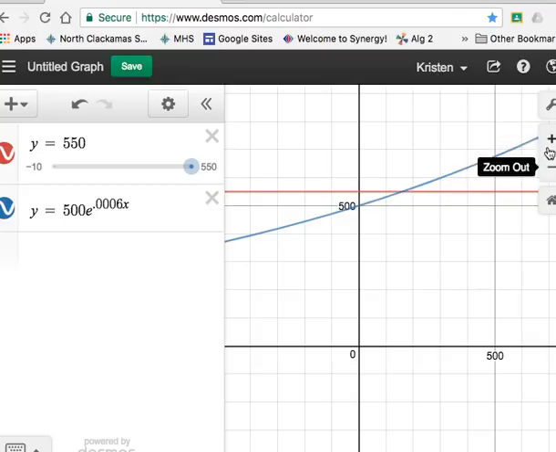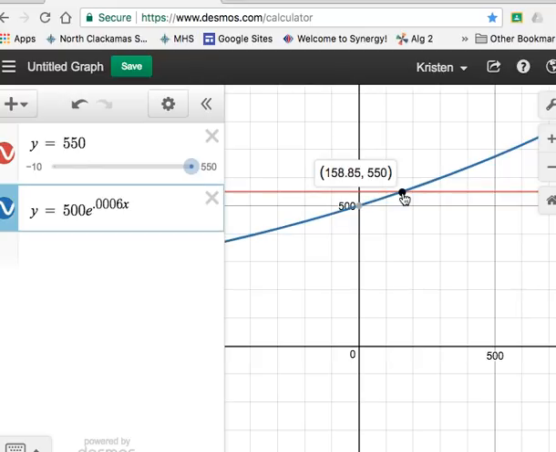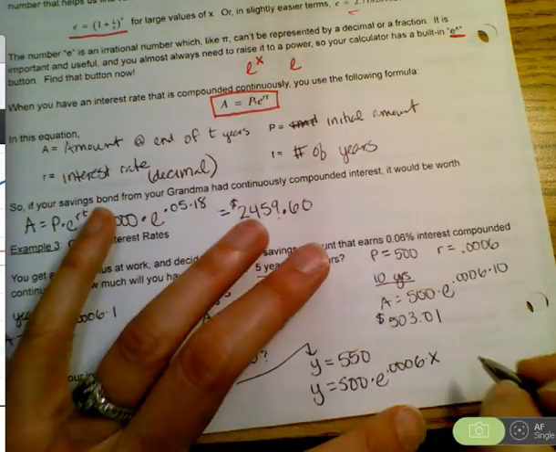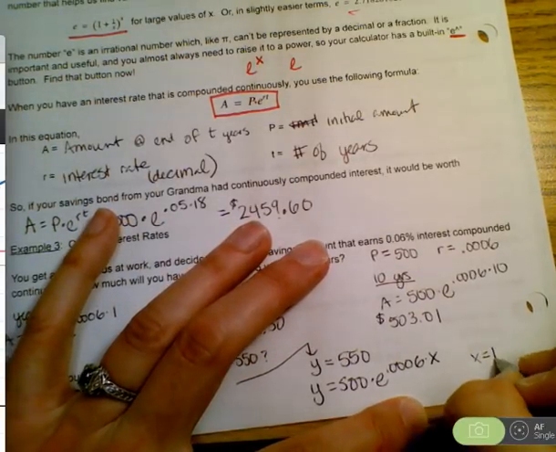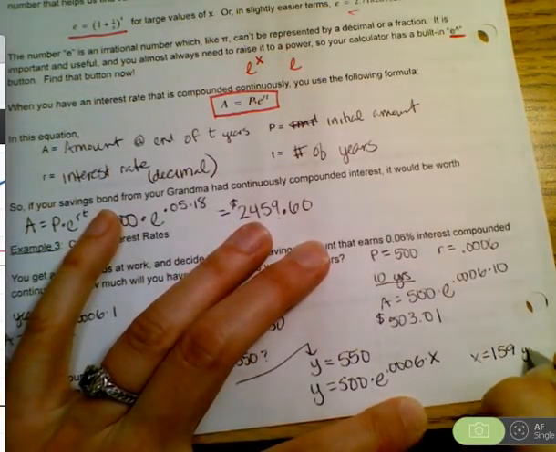So those zoom in and out buttons are going to be important when we do these. And now all of a sudden we can see where both the lines are. What we want is to see where they intersect. Where they intersect, x is 158.85, y is 550. So that's telling us that when x is 158.85, our investment's worth $550. So it takes 159 years basically to get to that amount. So here x equals 159 years.